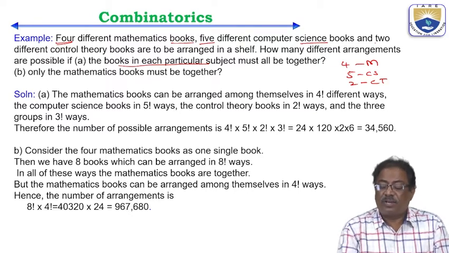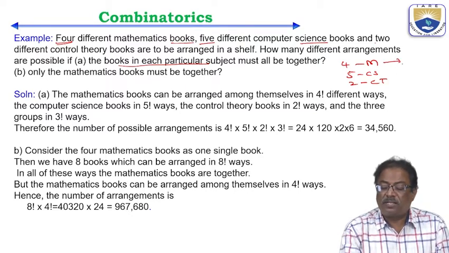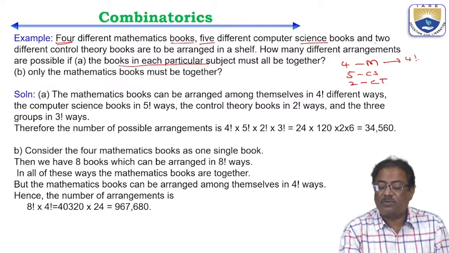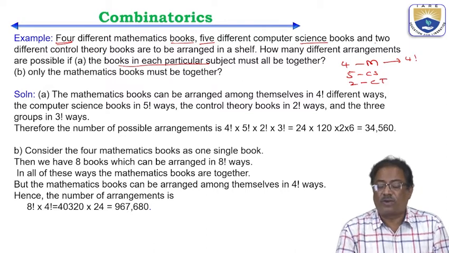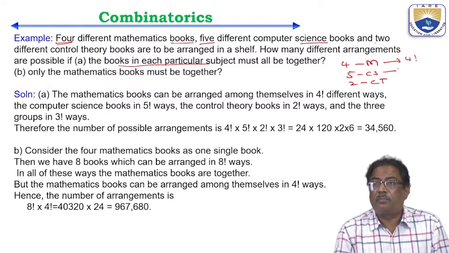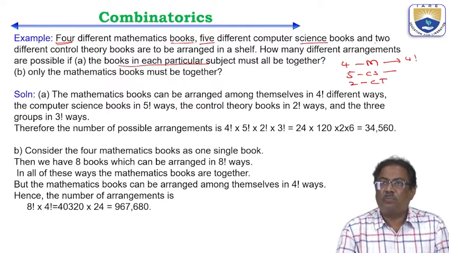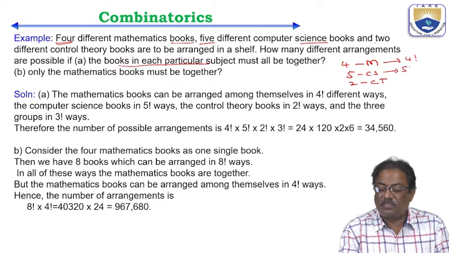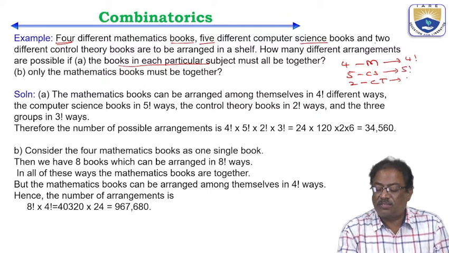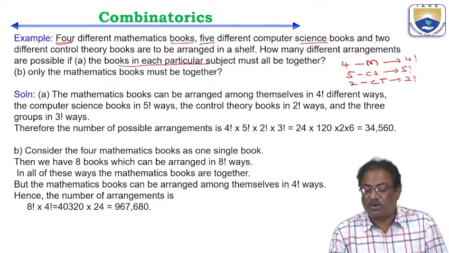That means whenever mathematics books are there, how many ways can we arrange them among themselves? 4 factorial ways. If computer science, there are 5 books, how many ways can I arrange? It is nothing but 5 factorial. Control theory is 2 books, so it is 2 factorial ways.